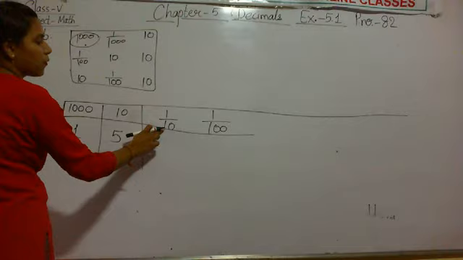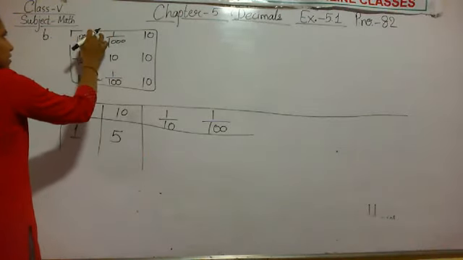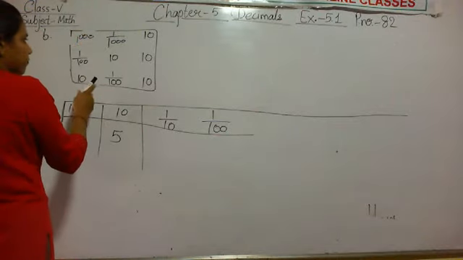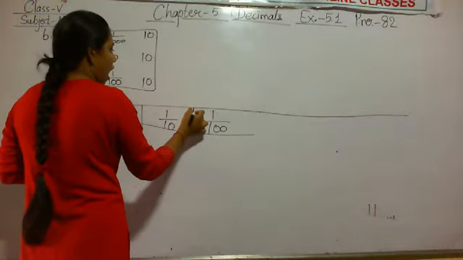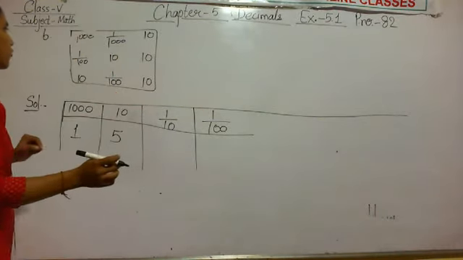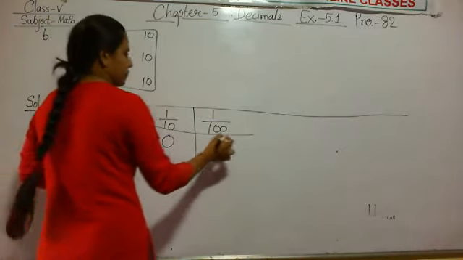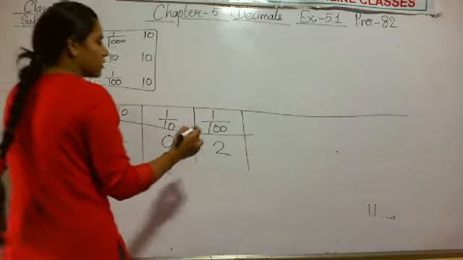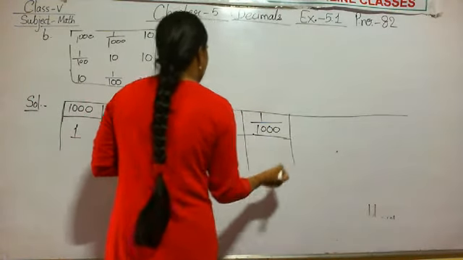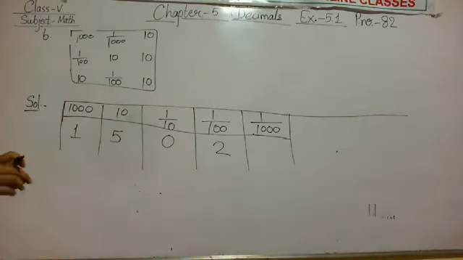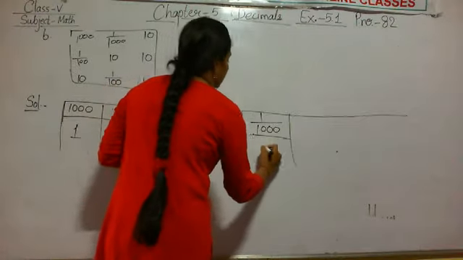Now how many 1/10 is given in the square box? None. How many 1/100 is given in the square box? 1 and 2. So write 2. How many 1/1000 is given in the square box? 1. So write 1.